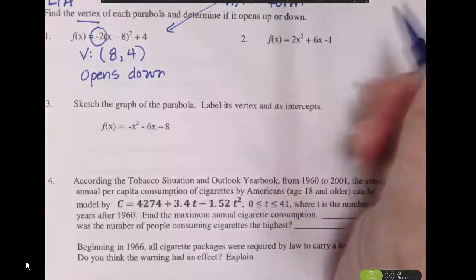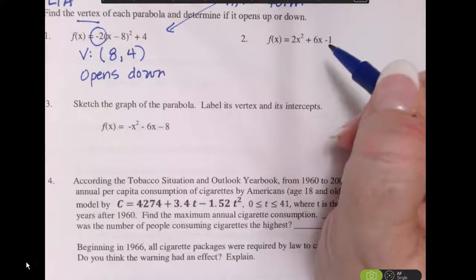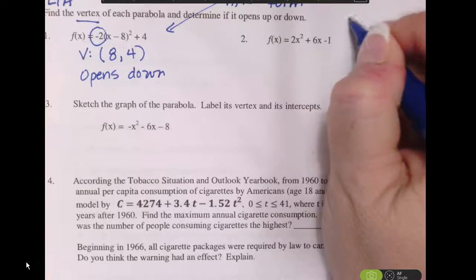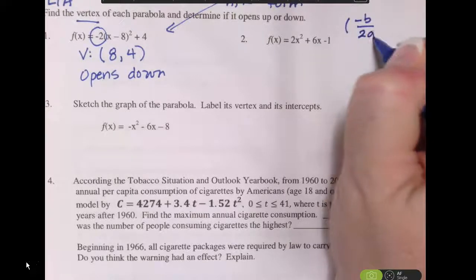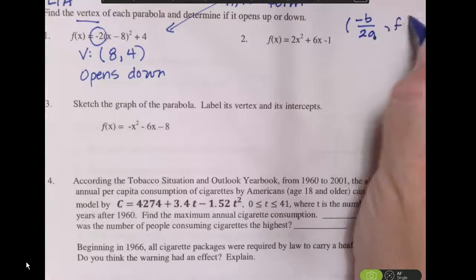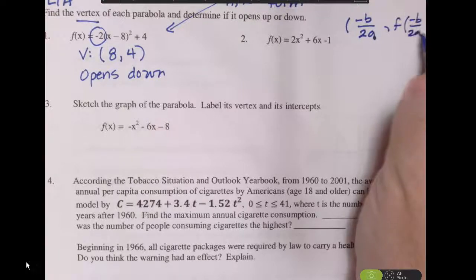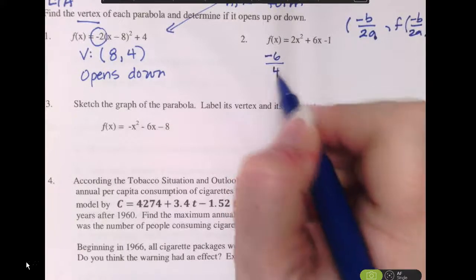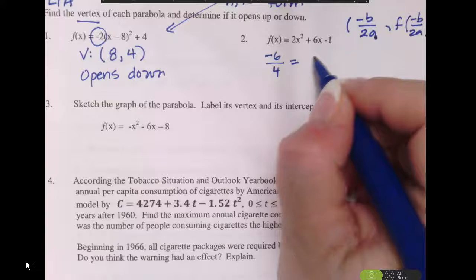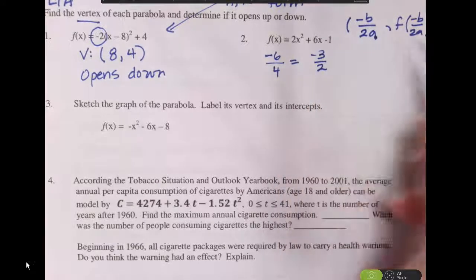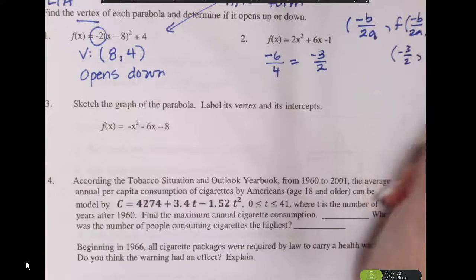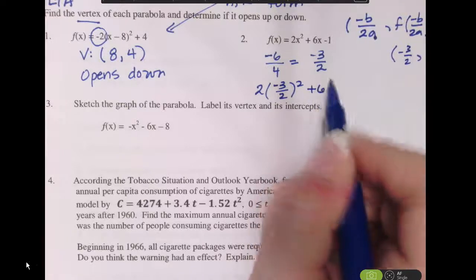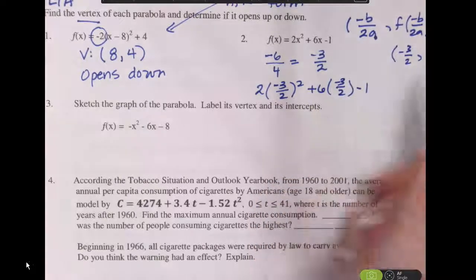This one here, you could go to the work of completing the square and finding HK form, but we are going to review that the vertex of a parabola is also negative b over 2a. That is the x-coordinate, and then you plug that in to your function to get the y-coordinate. So negative b over 2 times 2. So my x value of my vertex is negative 3/2. So let me put that over here, and then let me substitute that in. 2 times negative 3/2 squared plus 6 times negative 3/2 minus 1.